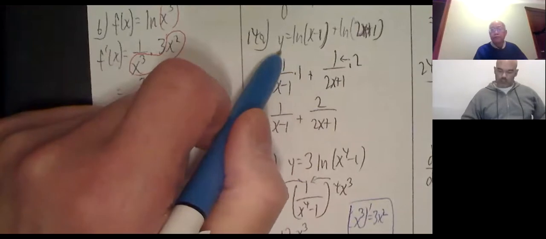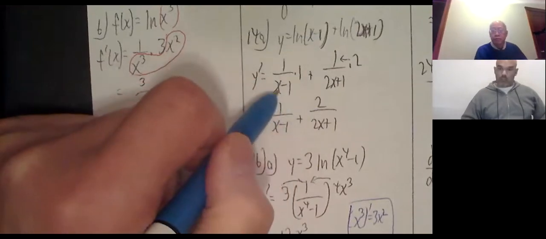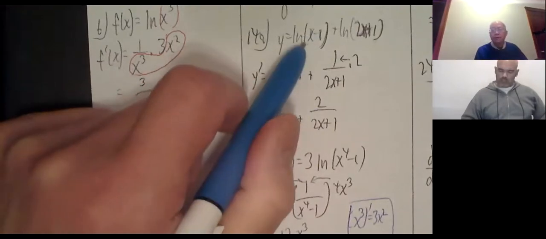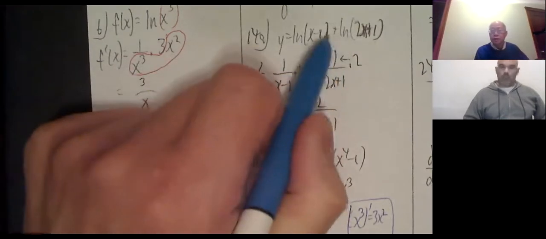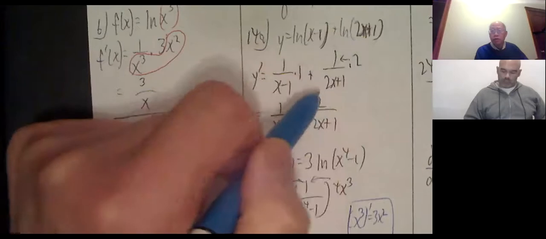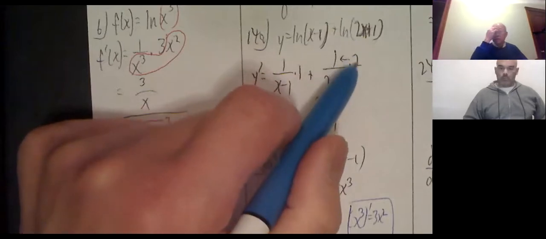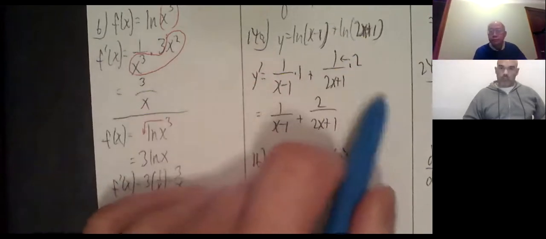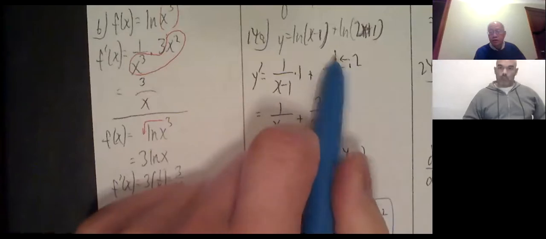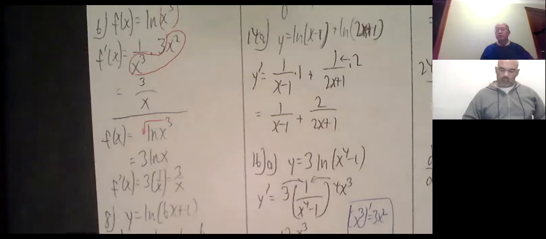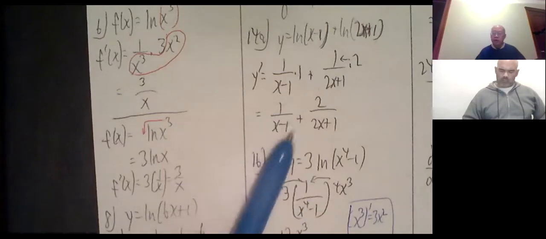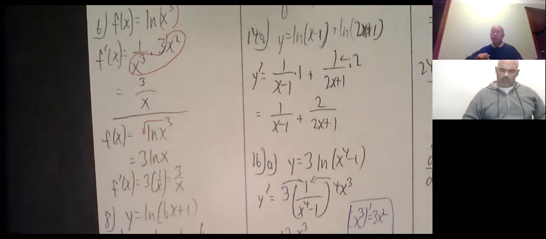Okay, so derivative of this, 1 over x minus 1 times the derivative of x minus 1, which is just 1, plus 1 over 2x plus 1 times 2. So just slide the 2 with the 1 times 2. So final answer, 1 over x minus 1 plus 2 over 2x plus 1. And a reminder, do not try to cancel the 2's here from algebra. You're not allowed to do that.